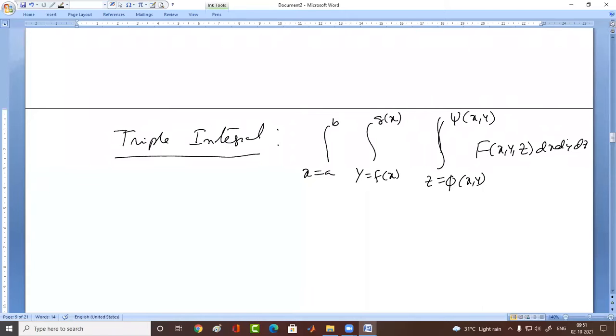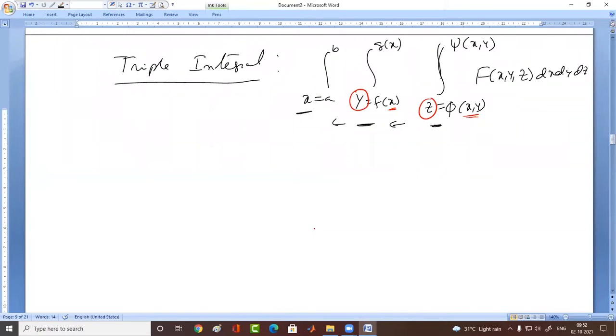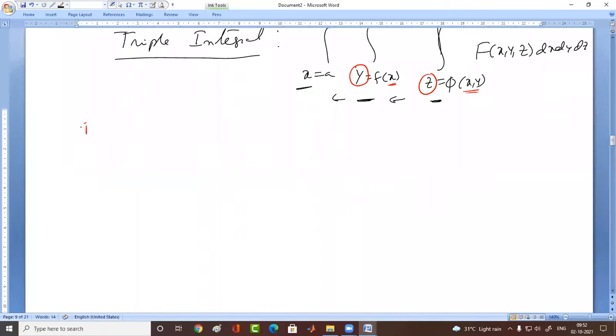Suppose the given problem looks like this. First integrate with respect to z, then integrate with respect to y, then integrate with respect to x. If you integrate with respect to z, the other two variables x and y are treated as constant. If you integrate with respect to y, the other variable x is treated as constant, and the last is constant. So like our double integrals. Now what about the problems? Very easy, don't worry.